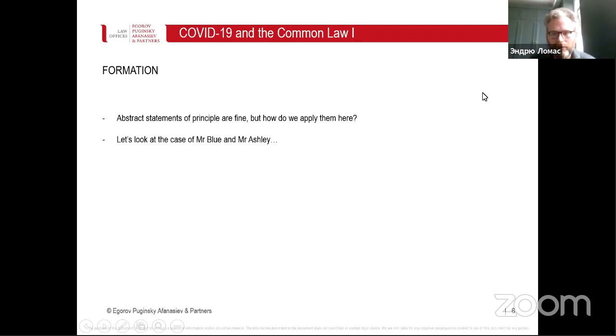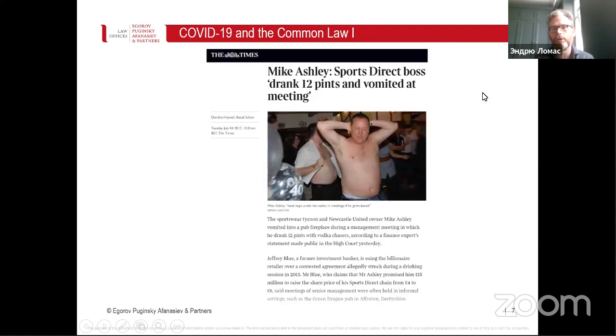Now, the case that I thought we'd go through in this regard, which is quite a fun case, is the case of Mr. Blue and Mr. Ashley. The best summary I've found of this is actually from the Times report at the time. So Mike Ashley is a British billionaire businessman. He owns a company called Sports Direct, which sells sports clothing through big discount stores. He owns Newcastle United Football Club, in addition to a range of other business ventures. And it's fair to say, as you can see from this picture of him, that he is a colourful personality. And as you can see from the article, he conducts his business in a slightly unorthodox way.